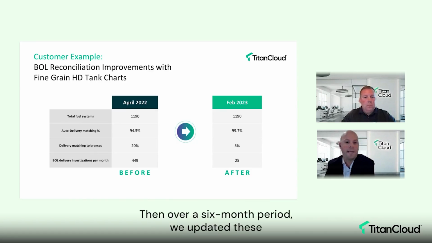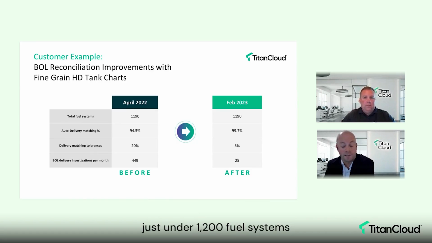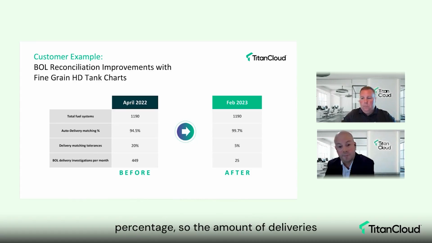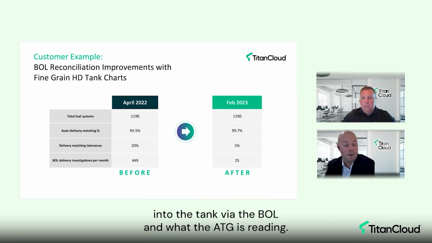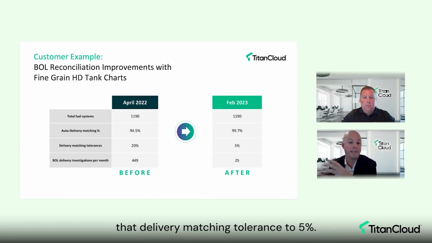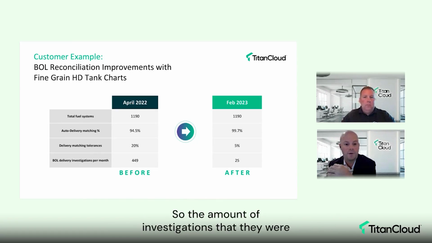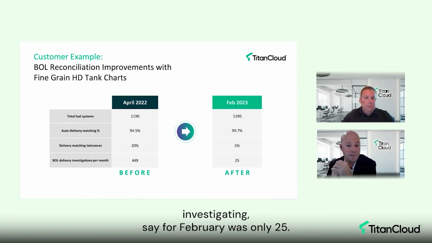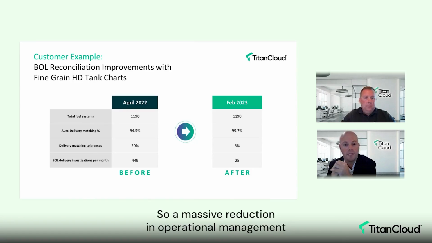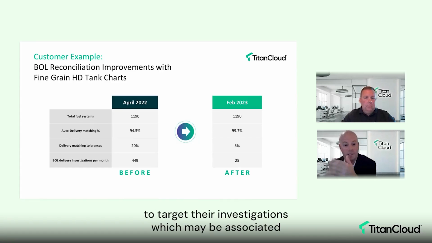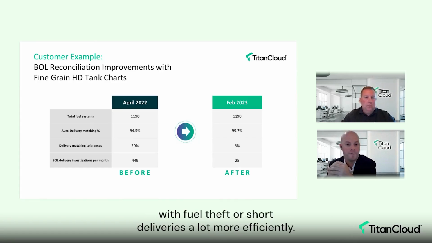And then over a 6-month period, we updated these just under 1,200 fuel systems with our updated fine grain charts. We were able to not only improve their delivery matching percentage, the amount of deliveries where we get a tick in the box between what's being delivered into the tank via the BOL and what the ATG is reading, but we were also able to reduce that delivery matching tolerance to 5%. So the difference between those deliveries measured from the ATG and the BOL was reduced to anything less than 5%. So the number of investigations for February was only 25. A massive reduction in operational management and operational costs, and it also allows them to target their investigations, which may be associated with fuel theft or short deliveries, a lot more efficiently.